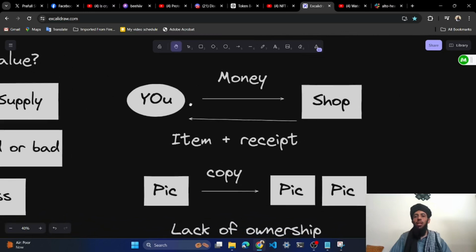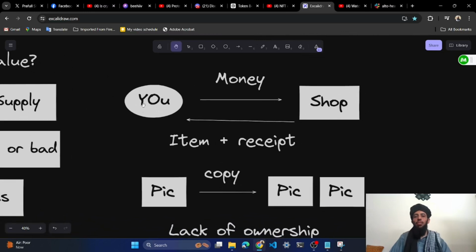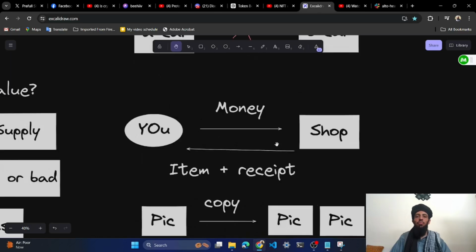Now let's take a look at money. Let's say you give money to the shopkeeper for some kind of product, then the shopkeeper will give you the item plus the receipt. This is in terms of physical products, the physical things that we are discussing.